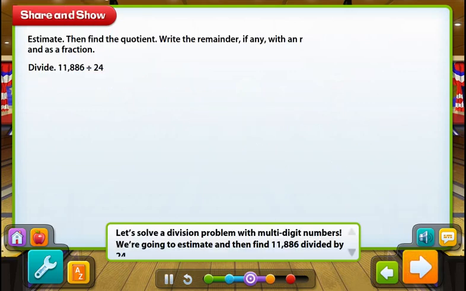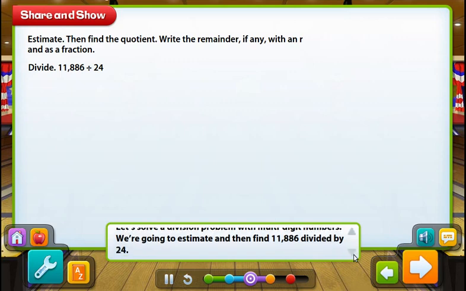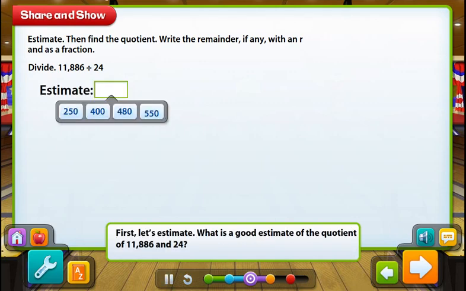Let's solve a division problem with multi-digit numbers. We're going to estimate and then find 11,886 divided by 24. First, let's estimate. What is a good estimate of the quotient of 11,886 and 24?